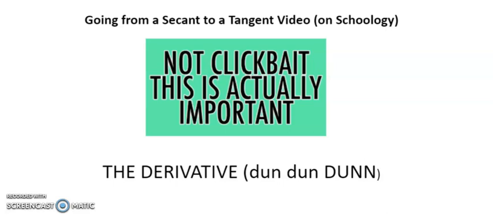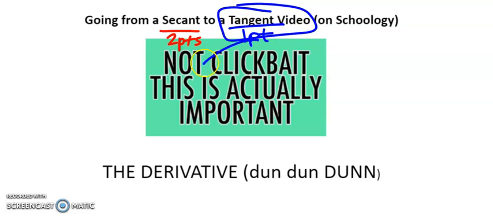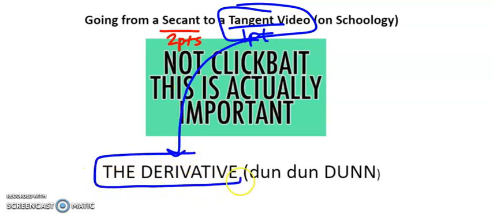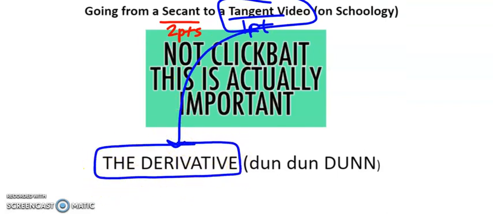Our focus today is going to be how do we move from a secant line, which passes through the curve at 2 points, to a tangent line, which passes through the curve, well, touches the curve at exactly 1 point. The tangent line is going to lead us into the very important concept in calculus called the derivative.